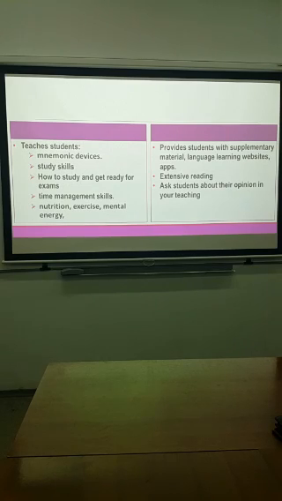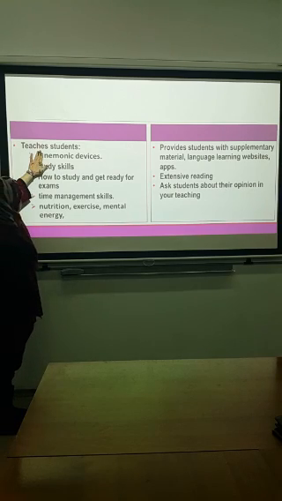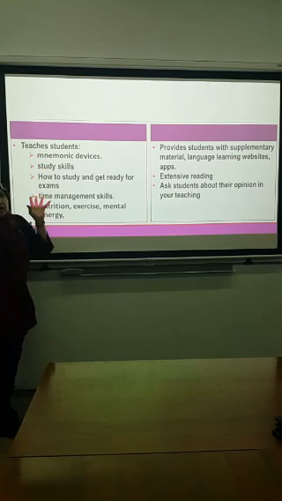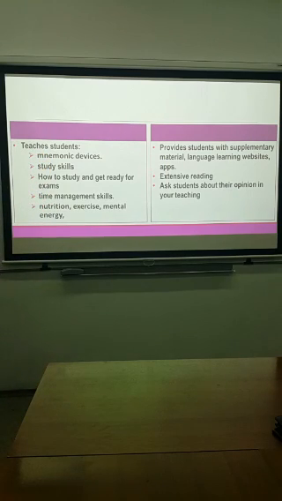Okay, it's not enough to teach the students grammar, reading, writing, speaking, listening, culture. We need to teach them other things. Mnemonic devices. Mnemonic devices, the M is silent. It's pronounced mnemonic. Mnemonic devices, these are ways that help the students remember.